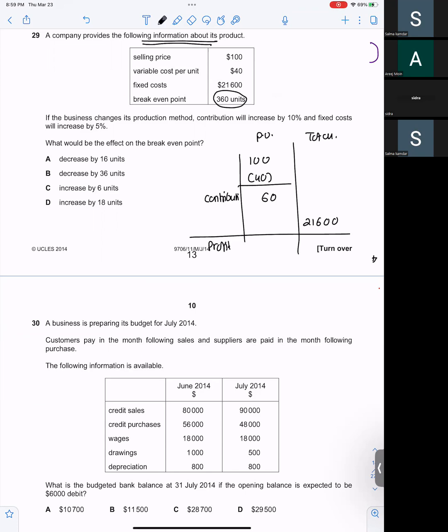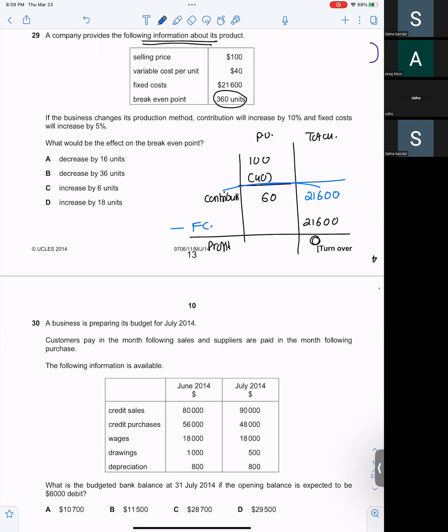Are you with me? At break-even point, you make zero profit, zero loss. So can you tell me the contribution at break-even point? It will be 21,600. Are you with me?